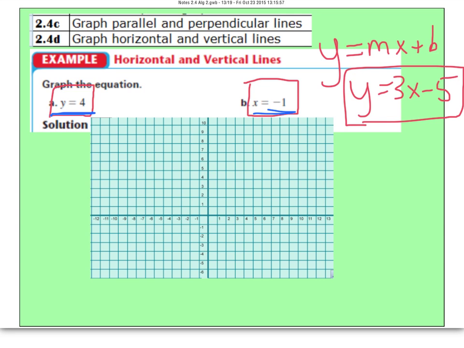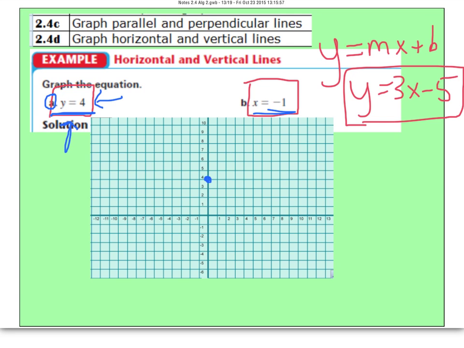So let's do letter A here first. And I'm going to go exactly where it tells me to. It says, hey, go to y where it equals 4. So I go to y where it equals 4. And what I'm going to do is either have a vertical line or a horizontal line that goes to that point. Well, the point of this line is every ordered pair on the line must have a y value of 4, because that's what it says.